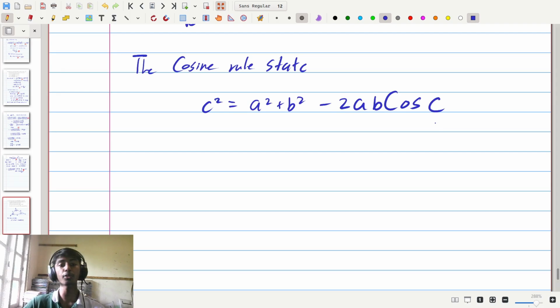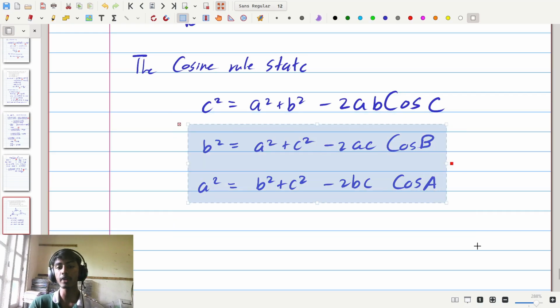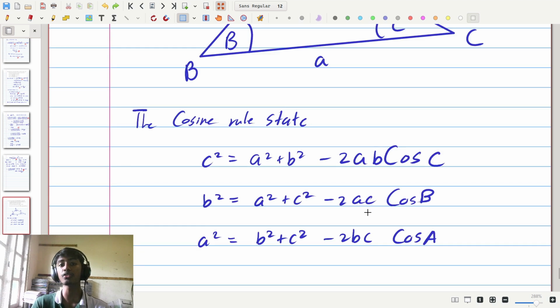Similarly, it also states that b squared would be equal, by the same logic, to a squared plus c squared minus 2ac cosine of capital B, and that a squared would be equal to b squared plus c squared minus 2bc cosine of capital A. When stating the cosine rule, you don't have to write all three of these, just one, but since I've already written them, I'll leave all three as what the cosine rule states. So the cosine rule states that any side length c squared will be equal to a squared plus b squared minus 2ab cosine of capital C.